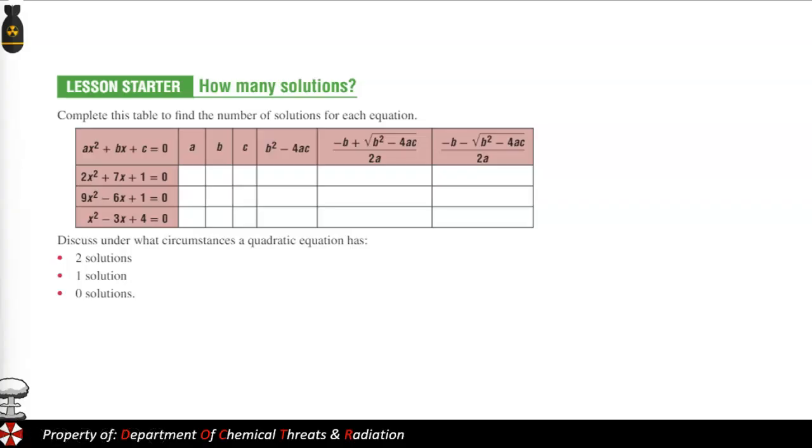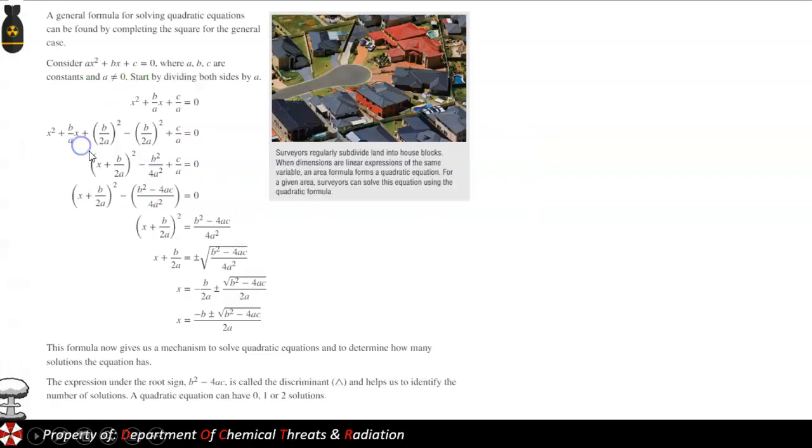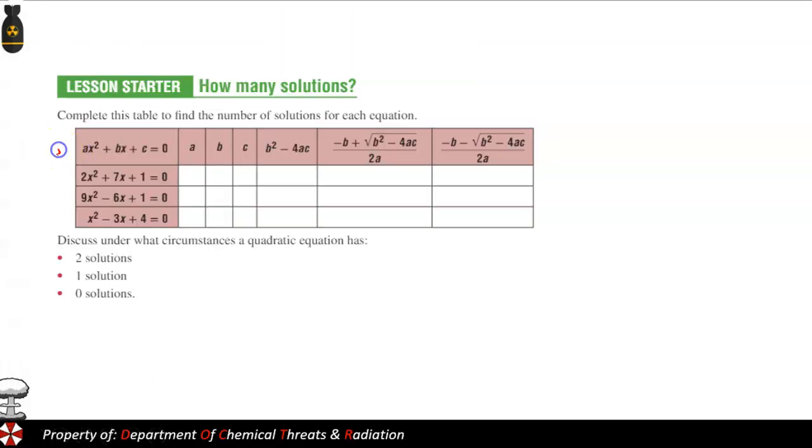Firstly, let's have a look at a little lesson starter. I want you to complete the table. We want to find the number of solutions for each equation, and we're given the equation. They've shown the example. We've got A, B, and C. In this case, A is here, B is here, C is here. Pretty much the same as we've been talking about so far, so nothing different there. Then the next line, they want you to calculate what is b squared minus 4ac.